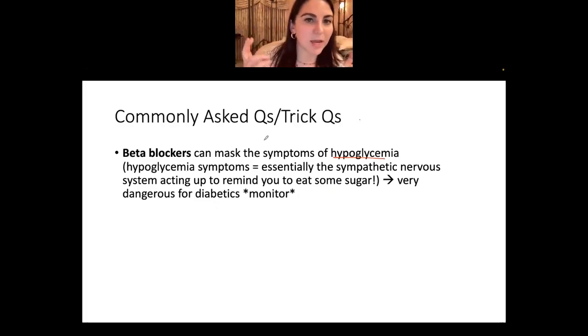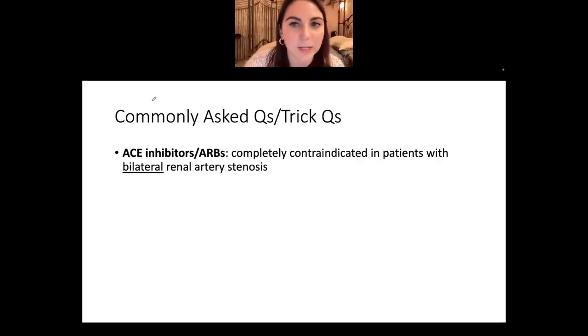So what are the symptoms of hypoglycemia? It's essentially the sympathetic nervous system acting up to say, hey, go eat some food. Your heart pounds, you get sweaty, you feel like you're going to pass out. That's your sympathetic nervous system acting on beta 1 receptors. Give a beta blocker, and a diabetic person might not know that they have hypoglycemia. So it's really dangerous for a diabetic person to be on a beta blocker. If you absolutely need to put them on one, you have to monitor their blood sugar a lot, or remind them to set reminders to check their blood sugar every 20 minutes or something like that. This is a commonly asked question: what drug is very dangerous and can mask the symptoms of hypoglycemia? Beta blocker.